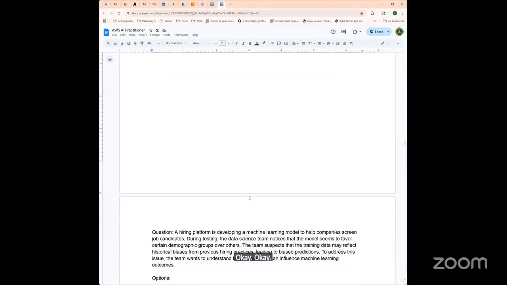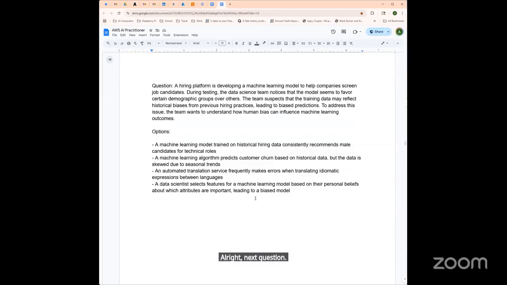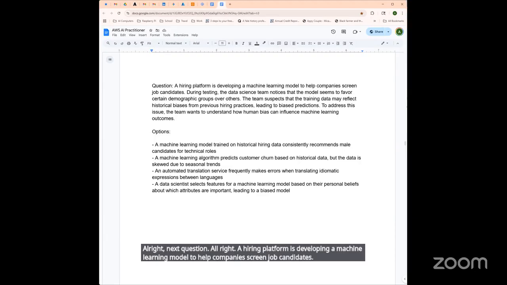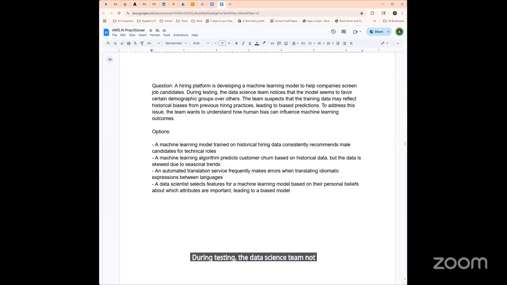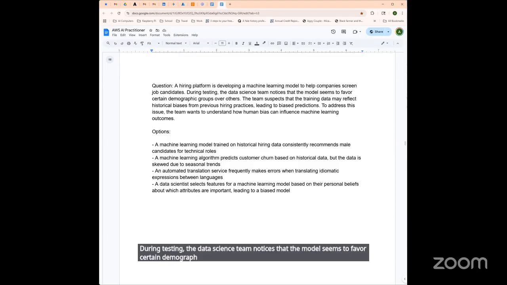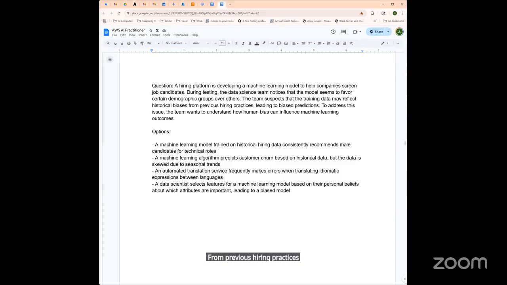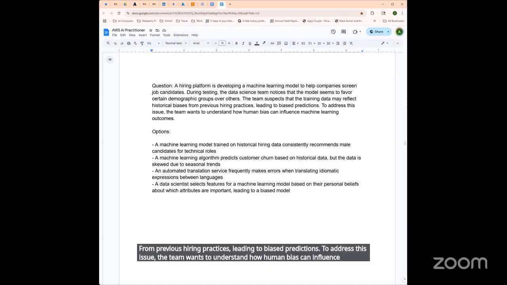All right. Next question. A hiring platform is developing a machine learning model to help companies screen job candidates. During testing, the data science team notices that the model seems to favor certain demographic groups over others. The team suspects that the training data may reflect historical biases from previous hiring practices, leading to biased predictions. To address this issue, the team wants to understand how human bias can influence machine learning outcomes.